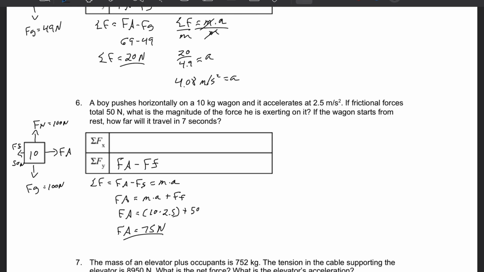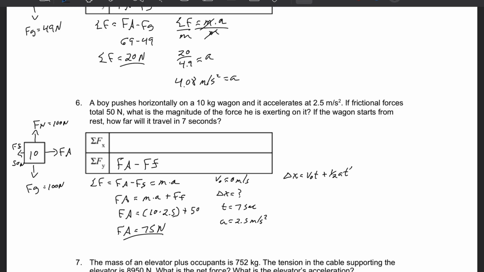If the wagon starts from rest, so V naught is 0, how far will it travel in 7 seconds? So we're looking for delta x. Time is 7 seconds. And don't forget, earlier in the problem, they gave us the acceleration of 2.5. This gives us the same variables we've been using in kinematics throughout this entire worksheet. Our desired formula would be delta x is equal to V naught t plus 1/2 at squared.